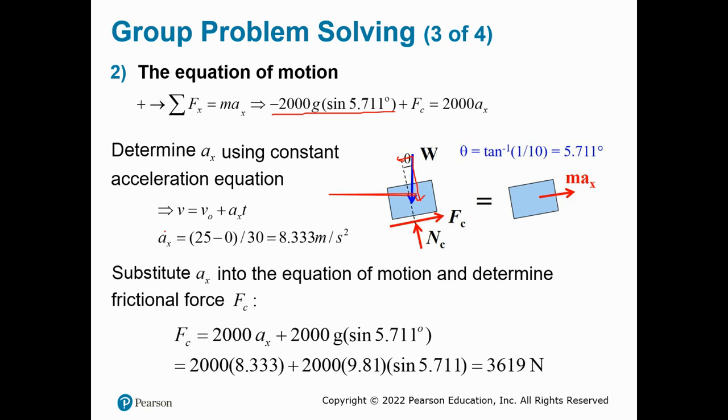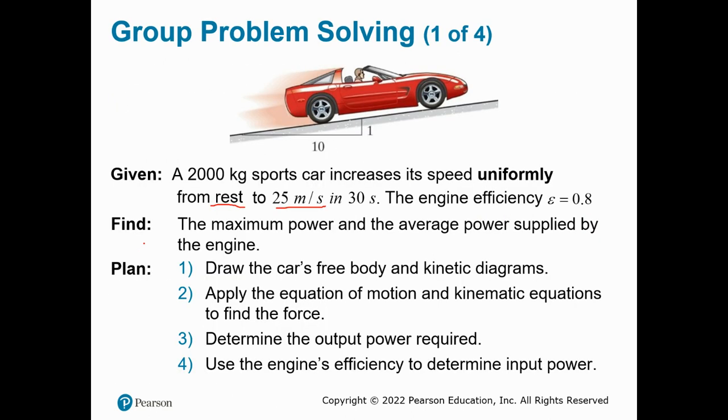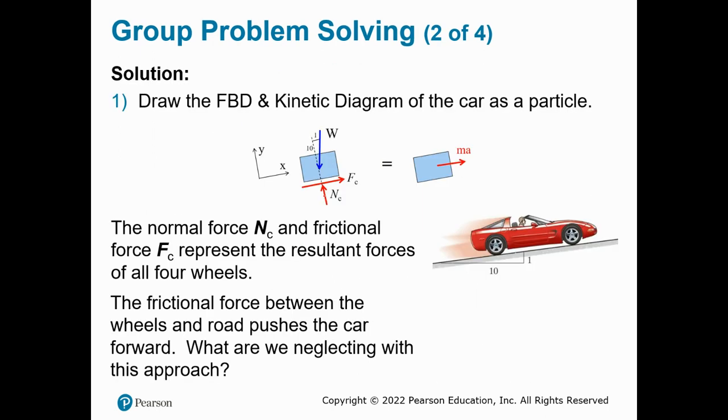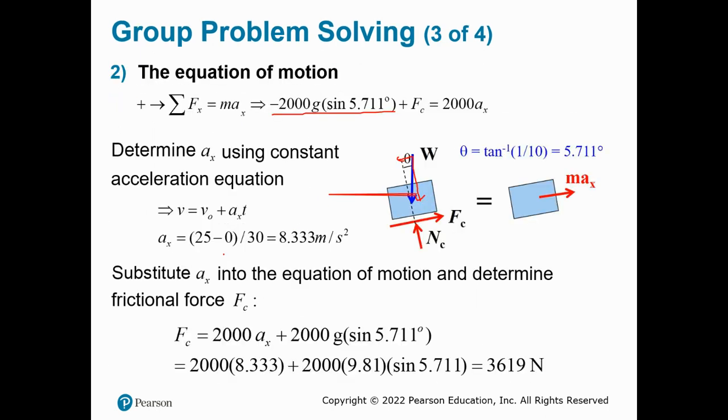We can calculate the value of a. We know that this is starting from rest, we know the initial velocity, we know the final velocity, and we know how much time it takes going from 0 to 25 meters per second. So we can calculate the acceleration using the initial velocity, final velocity, and the time. We calculate the acceleration, and then we plug it into the previous equation, and that will help us figure out the friction force. Friction force is 3,619 Newton.